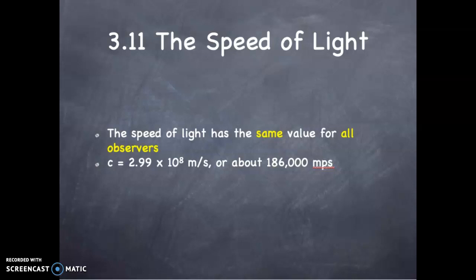The speed of light has the same value for all observers, though, and all other electromagnetic radiation traveling in free space has the same speed. It is 2.9 times 10 to the 8 meters per second, 186,000 miles per second. That's very fast.